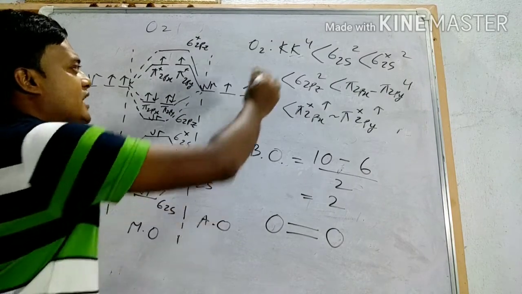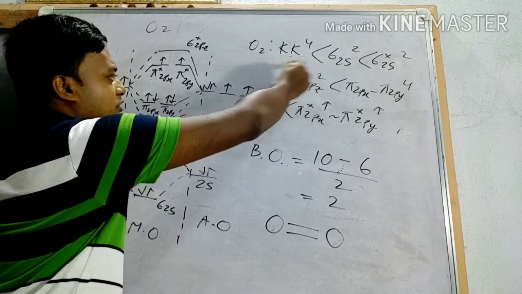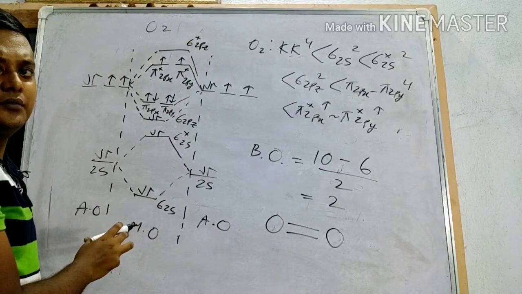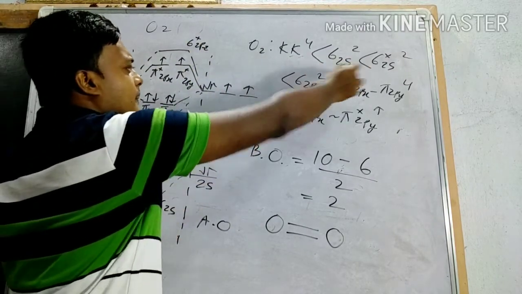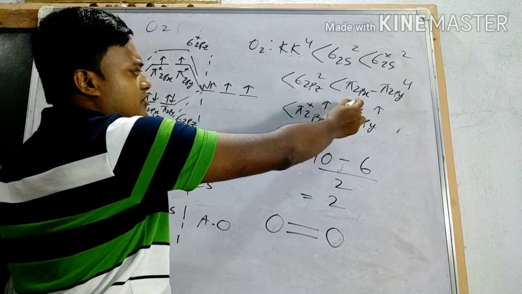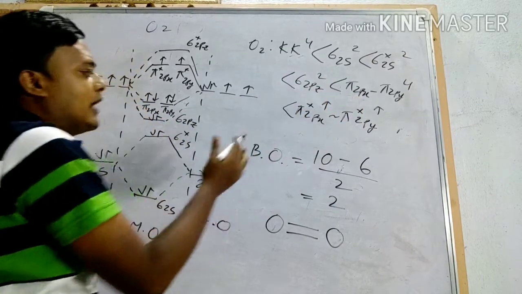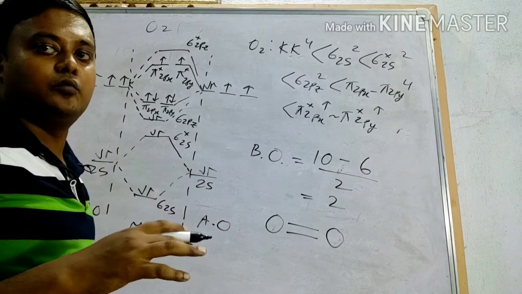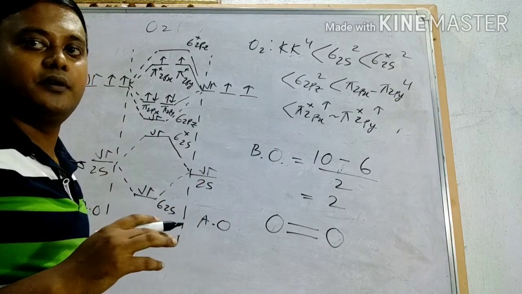For the exam, try to remember the MO electronic configuration, because in the exam there is no time to draw the energy diagram. You just have to remember the MO electronic configuration, how to calculate the bond order, and which one is HOMO and which one is LUMO. Those things you have to remember.